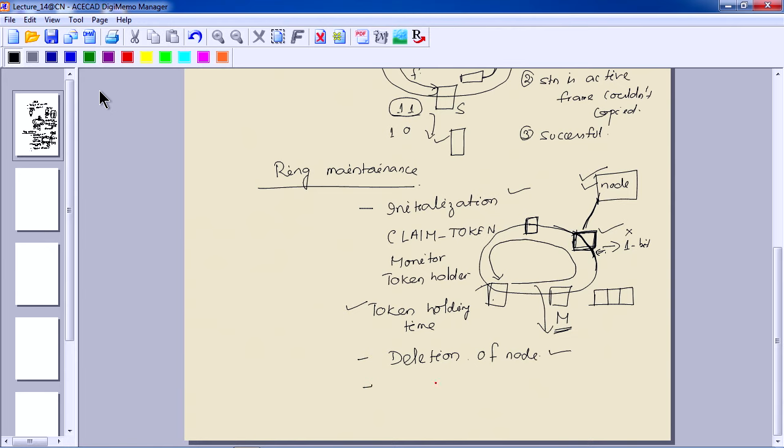Then another case is the monitor bit. Let us say what the monitor does: it looks after some of the maintenance cases like handling a garbled frame, it can handle an orphan frame, it can regenerate the token. So, when will such situations come? When you have a garbled frame, when you have an orphan frame, and when you need to regenerate the token.